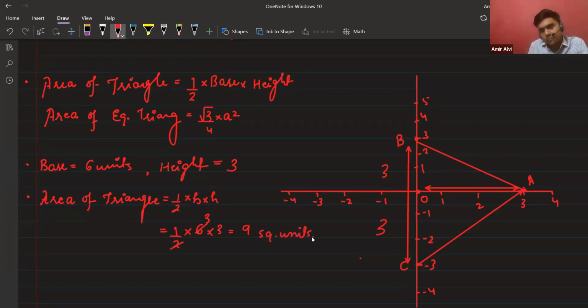Is this clear, Simrat? Yes. Is there any doubt? No. Sure.